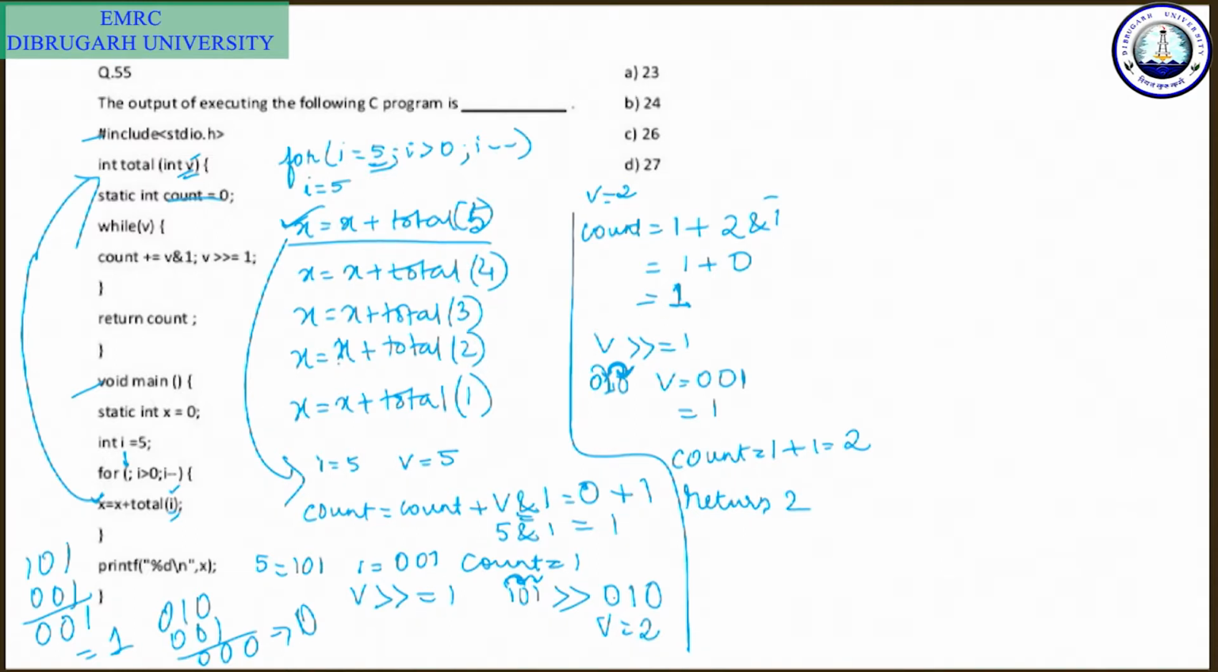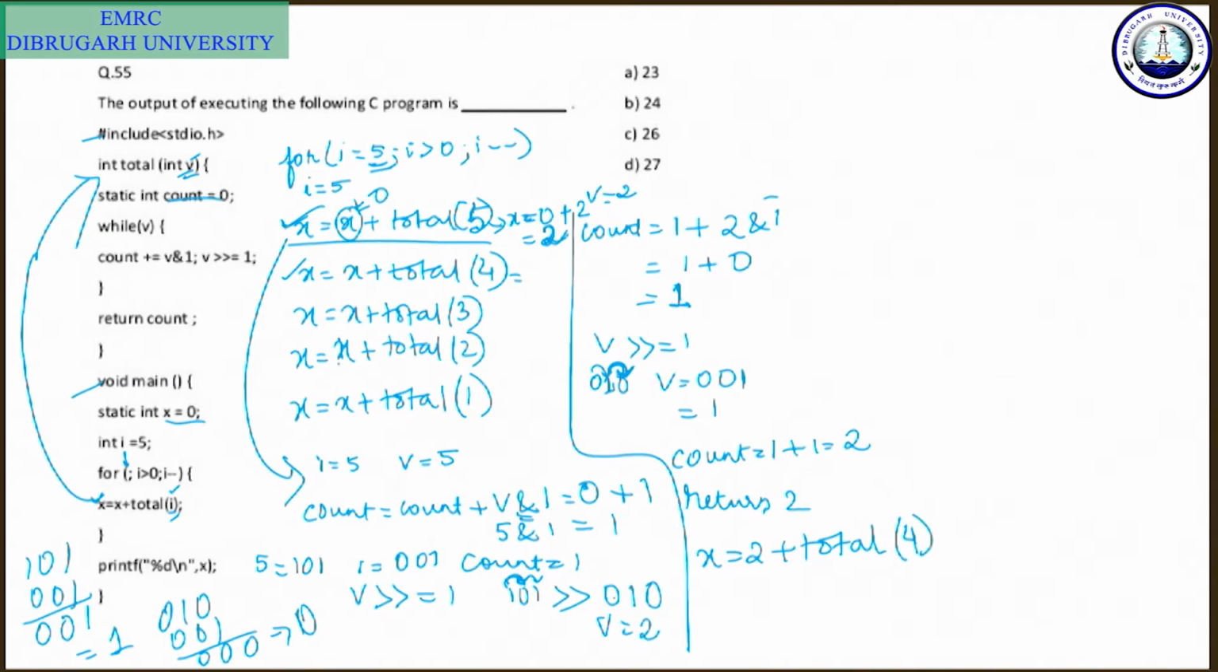So, for this expression, what is the value of x? Initially x was initialized to 0, right? So, it will be 0 plus how much it returned? It returned 2. So, it is 2. Okay. So, this is 2. Now, coming to this one, x is equal to 2 plus total 4.